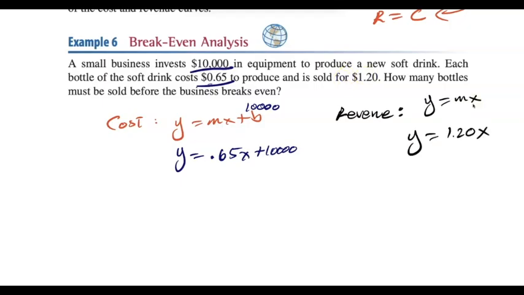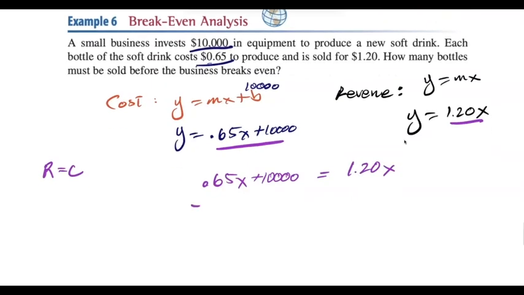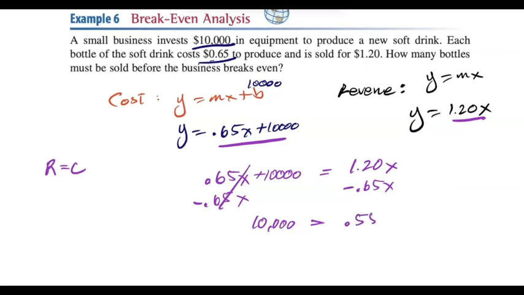Now, if I want to find the break-even point, we're just going to set these two equal to each other. Basically, going to solve it. Break-even point is this: R equals C. So we're going to set this guy equal to this guy. You can think about it as substitution. This equals y. We're going to plug it in for the y right here. 0.65x plus 10,000. Maybe one too many zeros. Equals 1.20x. And then we're just going to solve this. Subtract 0.65x from both sides. These cancel out. I get 10,000 equals 0.55x. And then we're just going to divide by 0.55.